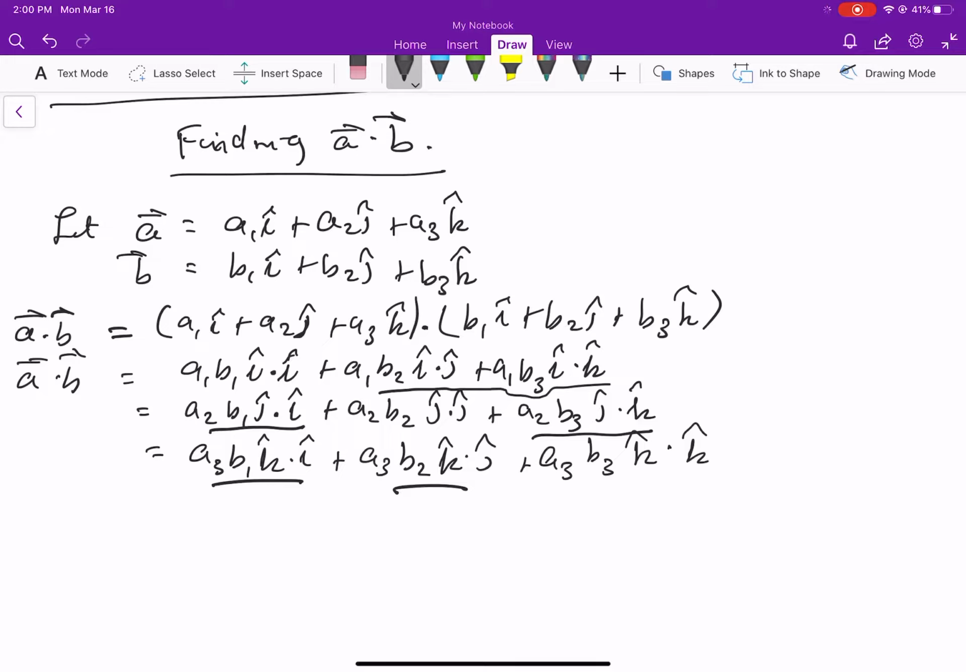Now how about if you dot I with itself, or J with itself, or K with itself? Well, you get 1. I dot I is equal to the modulus of I times the modulus of I times cos of the angle between I and I. I is a unit vector, so its modulus is 1. The angle between I and I is 0, and cos of 0 is 1. 1 times 1 times 1 gives me 1. Similarly, J dot J and K dot K will also give me 1.